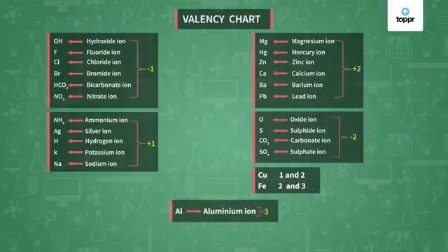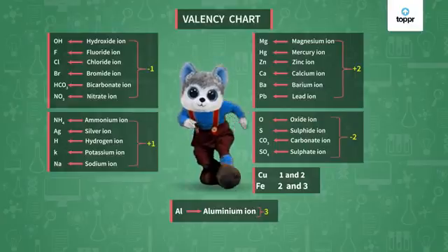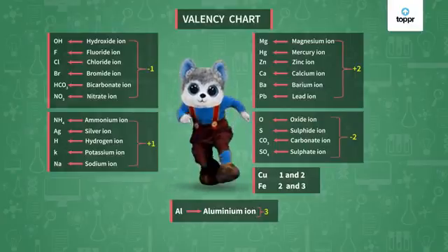So this group can be sung like this. Copper 1, 2, iron 2, 3, copper 1, 2, iron 2, 3, aluminium 3.